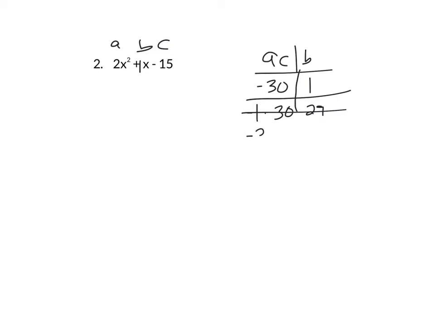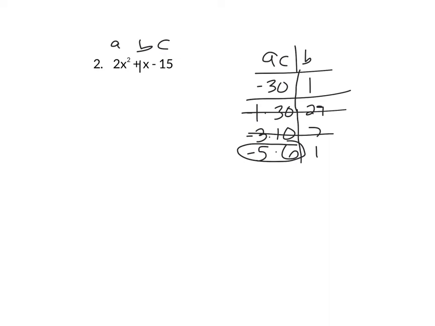Let's just jump to negative 3. Negative 3 times 10, that is 7. Can't be that. Negative 5 times 6, that's negative 30. Negative 5 plus 6 is positive 1. So we're going to use those two.